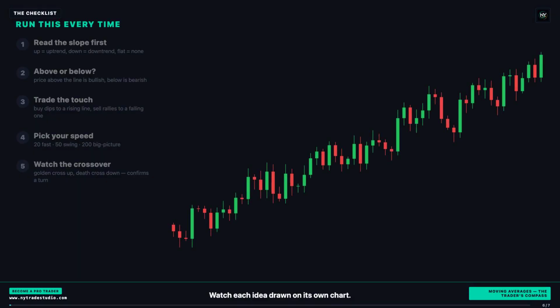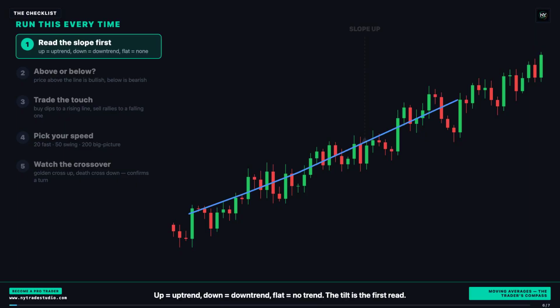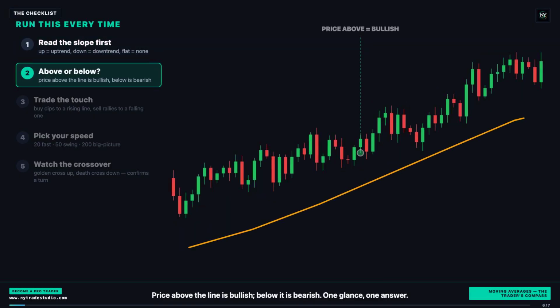Let us lock the whole thing into one checklist you can screenshot and run on any chart. 5 lines. 1. Read the slope first. Up means an uptrend, down means a downtrend, flat means no trend, so stand aside. The slope is the single most important read. 2. Is price above or below the line? Above a moving average is bullish, below it is bearish. That one glance tells you which side of the market to favor.